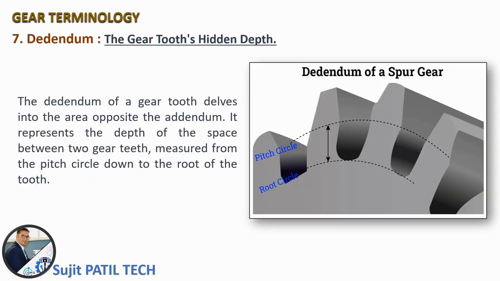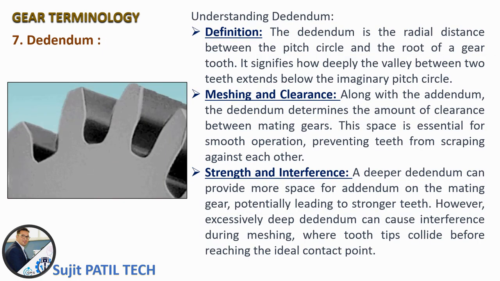7. Dedendum. The gear tooth's hidden depth. The dedendum of a gear tooth delves into the area opposite the addendum. It represents the depth of the space between two gear teeth, measured from the pitch circle down to the root of the tooth. Understanding dedendum. Definition: the dedendum is the radial distance between the pitch circle and the root of a gear tooth. It signifies how deeply the valley between two teeth extends below the imaginary pitch circle.